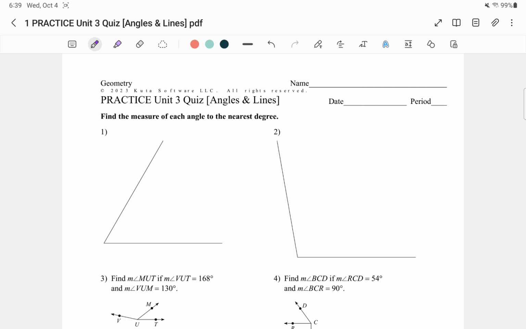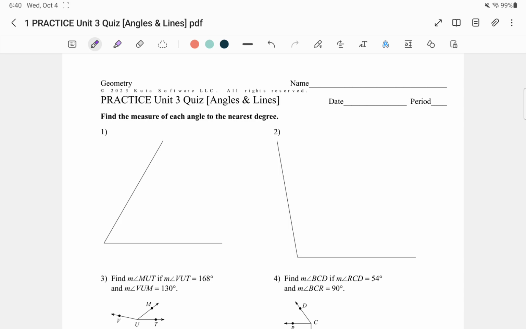So, number 1 and 2, we have to use a protractor. Since I'm on my tablet, I'm just going to have to walk you through it verbally. If you have any questions, you can just raise your hand or come on over. But we're going to place our protractor. I'm doing it on the tablet, so do this with me.